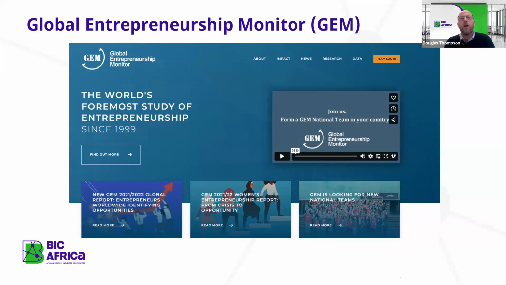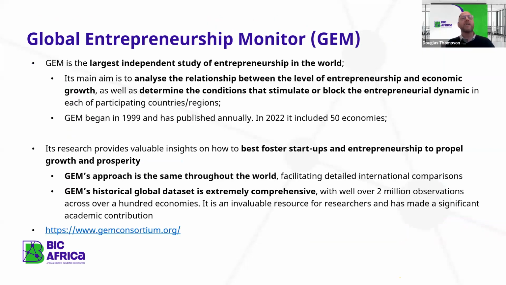So the Global Entrepreneurship Monitor counts itself as the world's foremost entrepreneurship study since 1999. The website is just gemconsortium.org. Some of you might know it within the entrepreneurship community, in terms of policies and in terms of studies. It is an interesting, well-known study. It claims to be the largest independent study of entrepreneurship in the world. Of course, there are different categories of that, different measures, different ways to measure that.